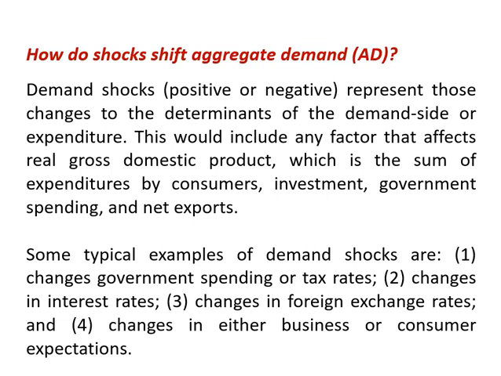How do shocks shift aggregate demand? Demand shocks, which can be positive or negative, represent those changes to the determinants of the demand side or expenditures. This would include any factor that affects real gross domestic product, which is the sum of expenditures by consumers, investment, government spending, and net exports. Some typical examples of demand shocks are: 1. Changes in government spending or tax rates. 2. Changes in interest rates. 3. Changes in foreign exchange rates. And 4. Changes in either business or consumer expectations.